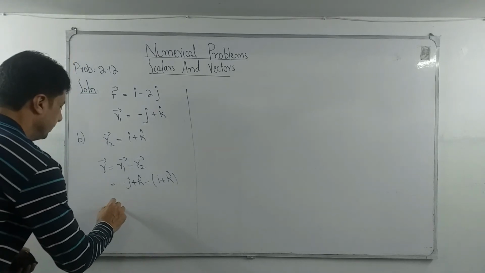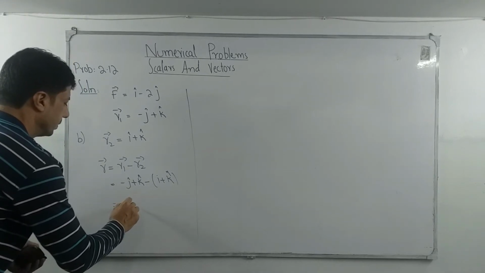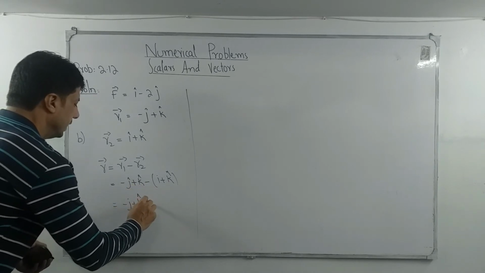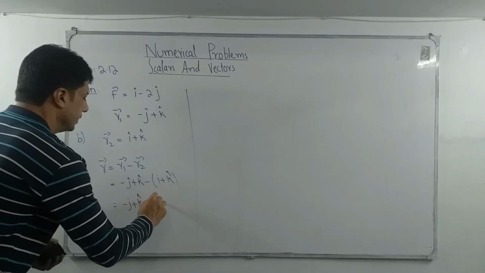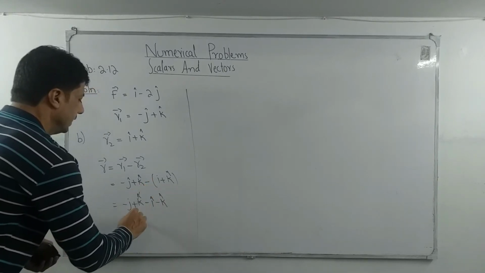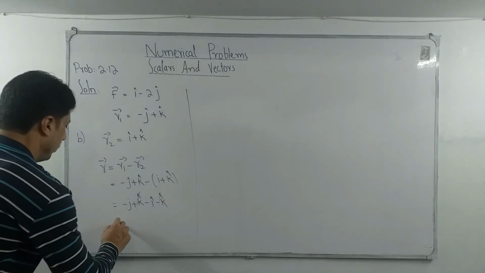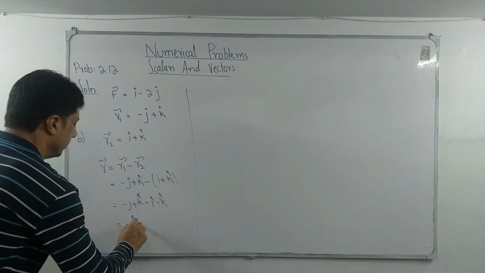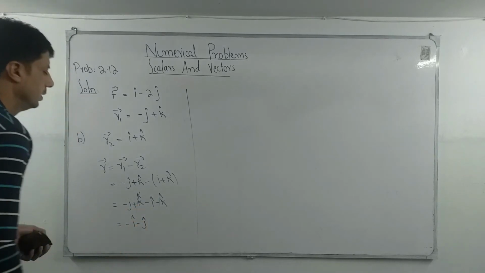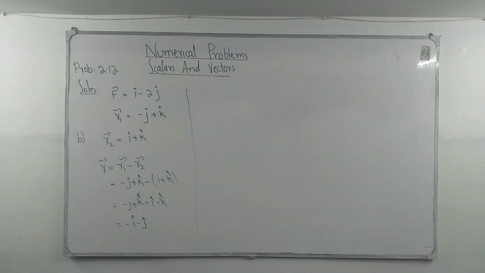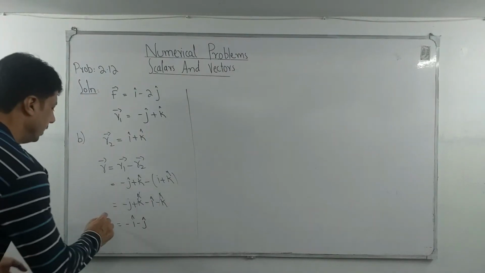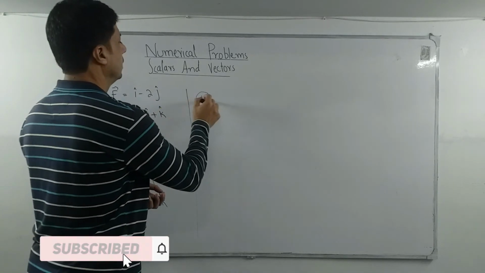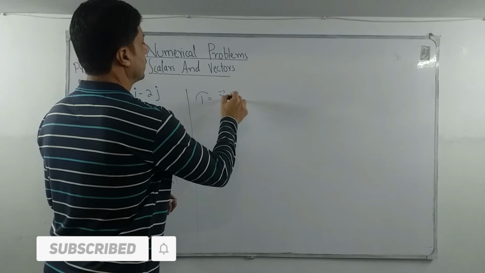So R1 is equal to minus j plus k, and minus I plus k. Okay, minus j plus k minus I and minus k. So plus k and minus k will cancel out with each other. We will get minus I minus j as the resultant position vector. You will get the moment arm which will be equal to R. Okay. Now T is equal to R cross F.